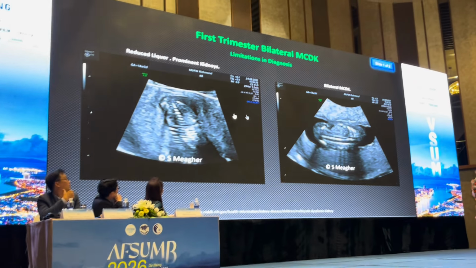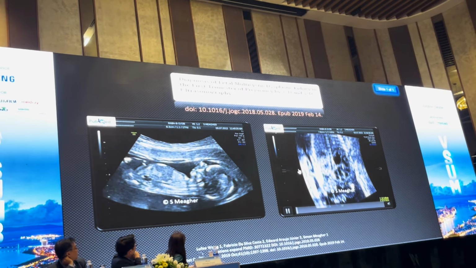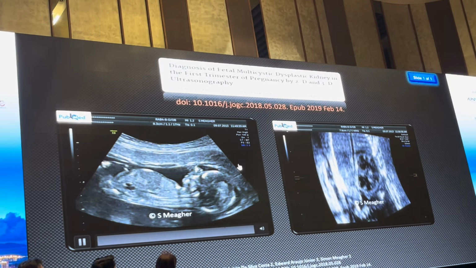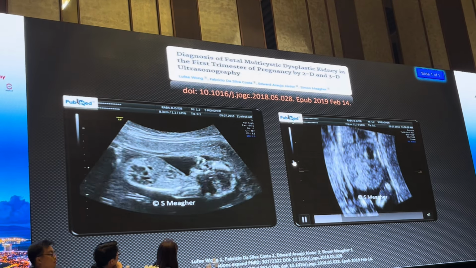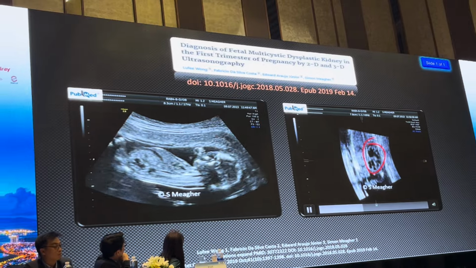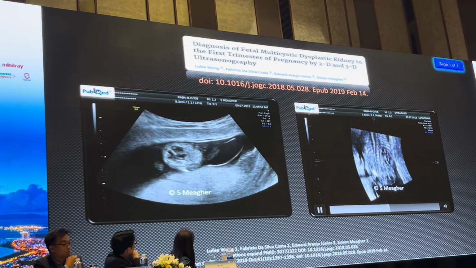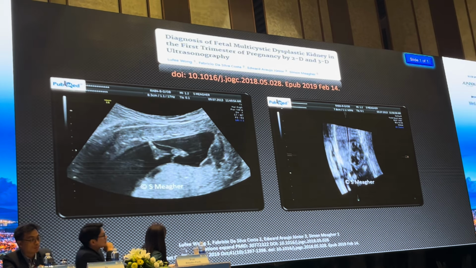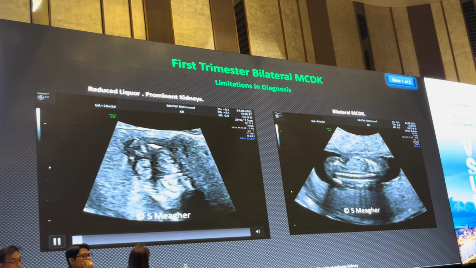You may ask the question, had the diagnosis ever been made in the first semester of pregnancy? We reported on the first world case of multicystic dysplastic kidney in the first semester of pregnancy back in 2019, where we could appreciate the multicystic dysplastic kidney on this side and a normal kidney on this side. But this is extremely rare. In over 30 years of scanning, I've only made 2 cases where I've suspected multicystic dysplastic kidney.